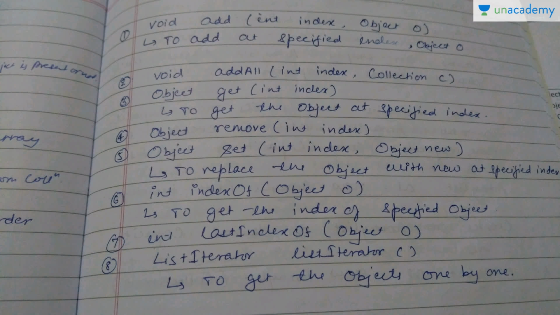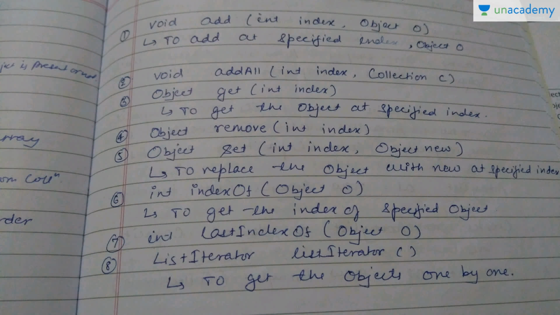The first one is void add(int index, Object o), to add object o at the specified index. So in a list we can add an object at the index provided. Next is void addAll(int index, Collection c), where the collection c will be added to the list. The third method is Object get(int index), used to get the object at a specified index. We can fetch that data with the help of this index. The next one is Object remove(int index). We can remove a particular object from that particular index.